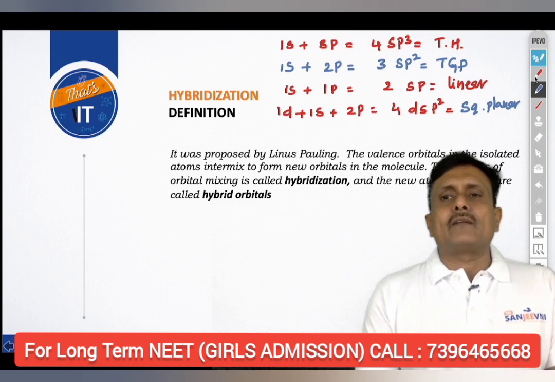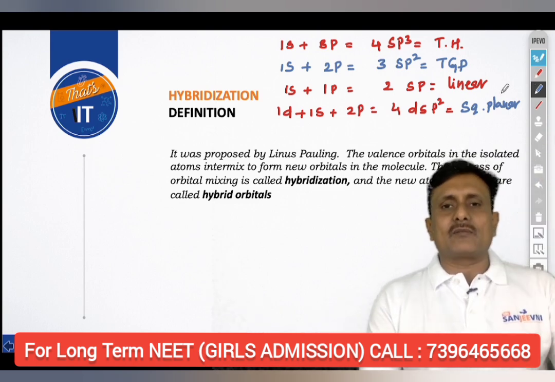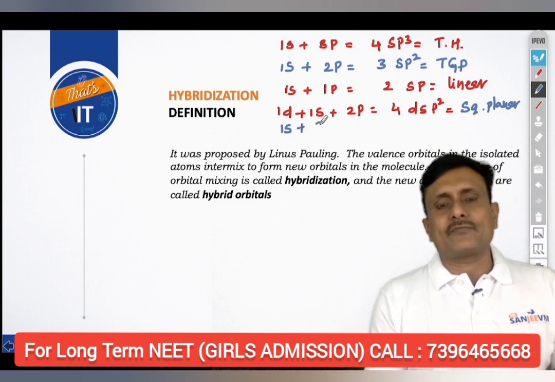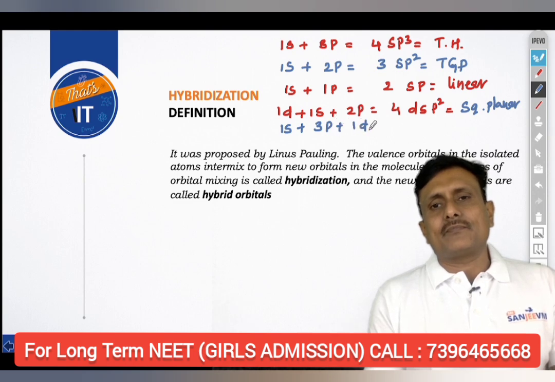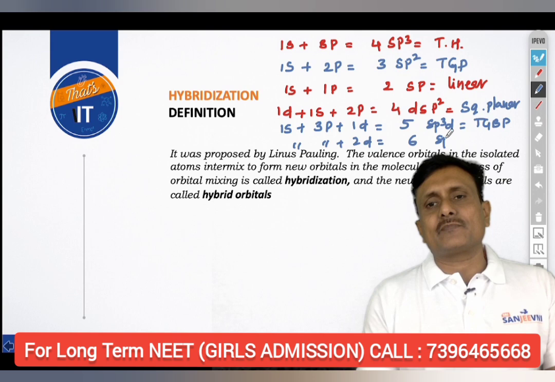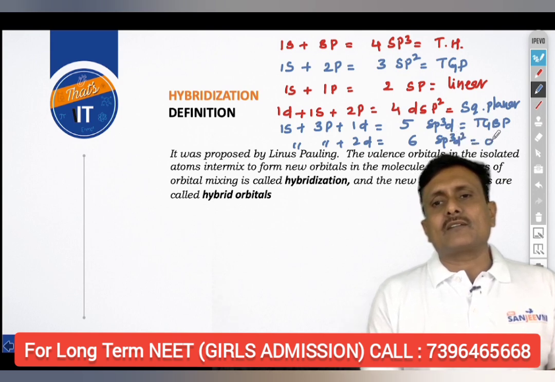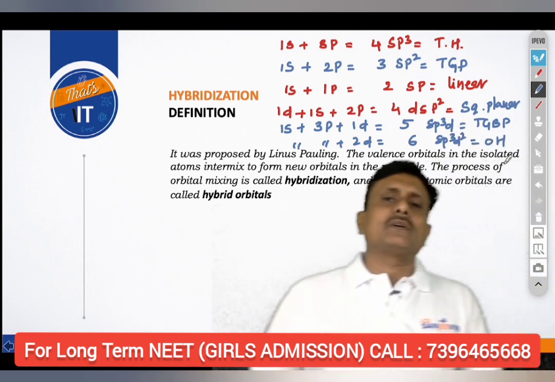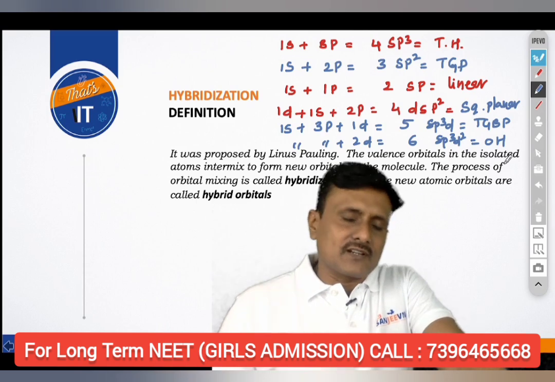Alright. There could be nd orbitals also, like 1s, 3p, 1d is 5, sp3d, trigonal bipyramidal. You have 1s, 3p and 2d, 6, sp3d2, octahedral. So likewise, for every shape you have a different hybridization, right?